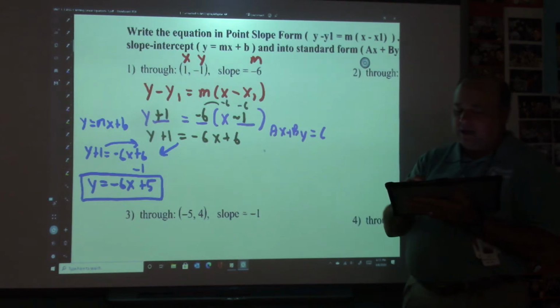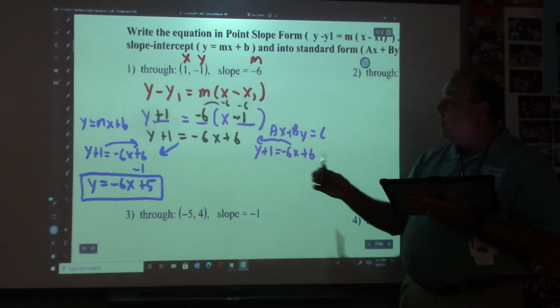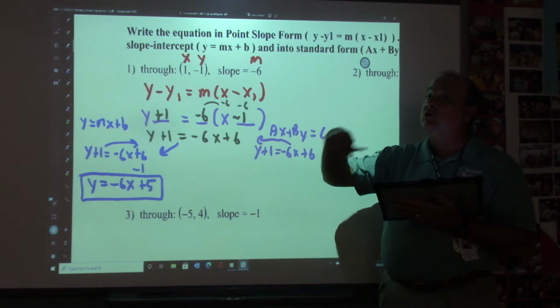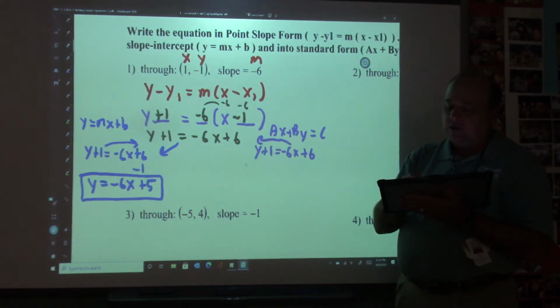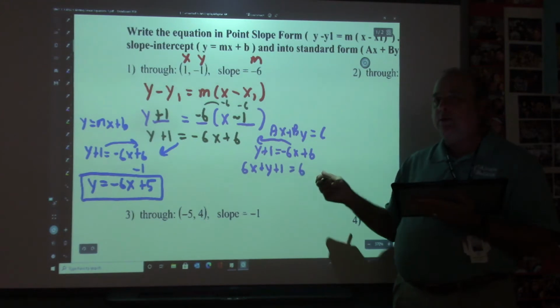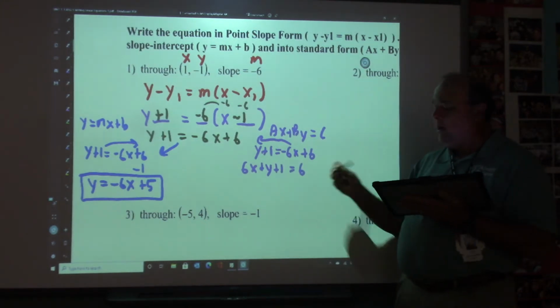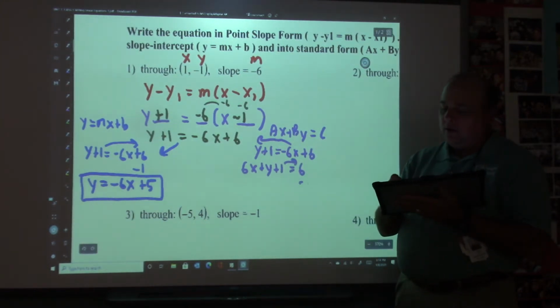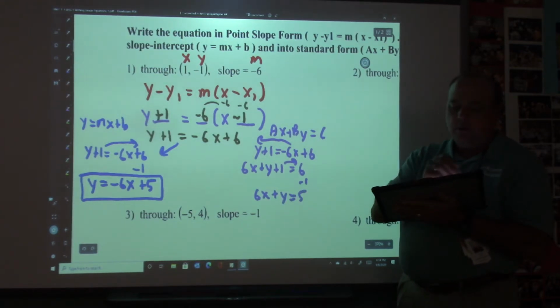So let's write this down again. I'm going to write down Y plus 1 equals negative 6X plus 6. I'm going to take the 6 and move it over here, aren't I? When I do that, the negative will turn into a positive. So 6X plus Y plus 1 equals 6. And then I'm going to take this 1 and move it across. And I'm going to have 6X plus Y equals 5. And I'm going to box that in.